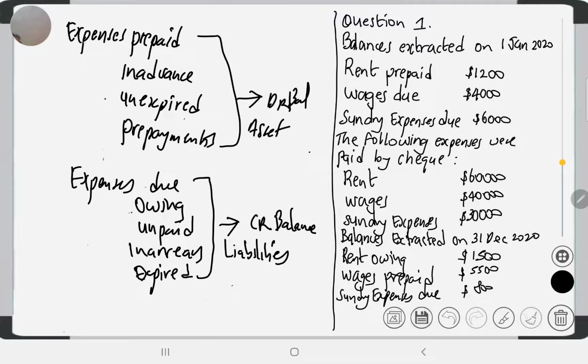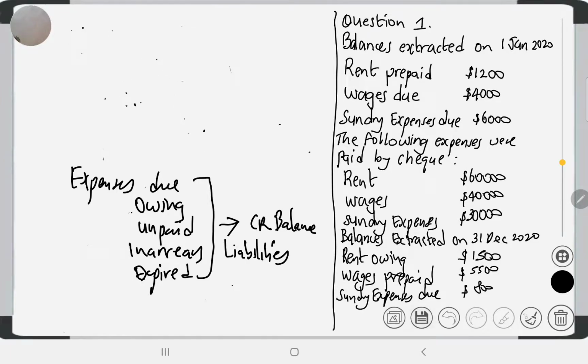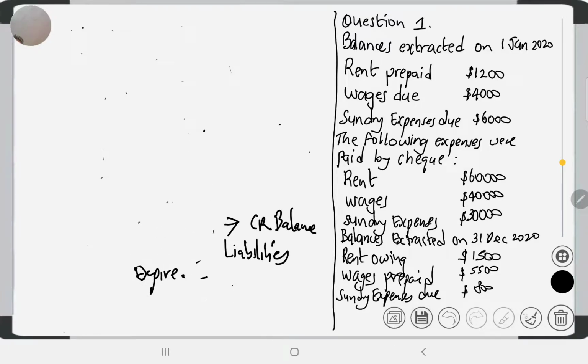Now once we know that expenses prepaid assets and expenses due liabilities, then we can record the balances. In case they are balanced at start, it will be recorded above the total, and if they are balances at end, they will be recorded below the total. And all closing balances will be followed by balance CD, balance carried down. Now we are going to see an example how to record balances in the ledger, a very easy task to do.